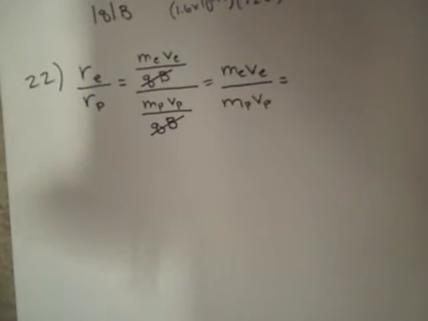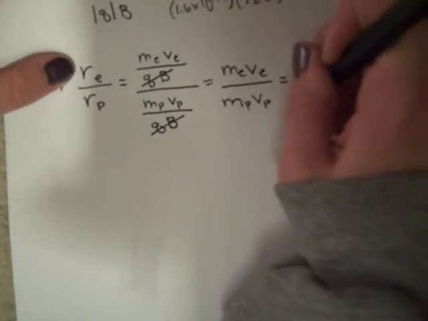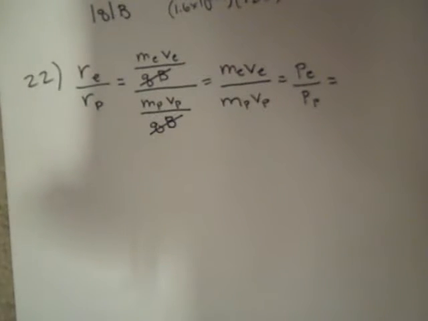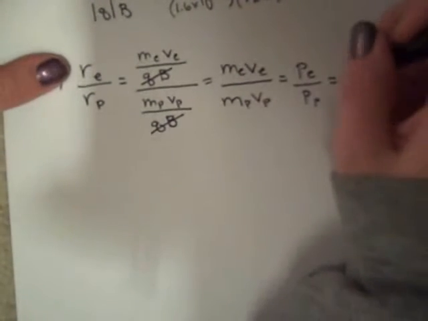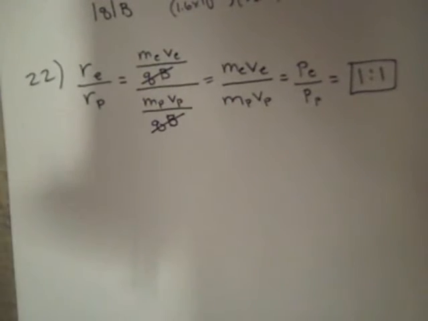And hopefully you recognize that term m times v as being the momentum of the electron divided by the momentum of the proton. In part A, they told us that the two momenta are equal, and so you'll get 1/1, and so the ratio is just 1:1 in that case.